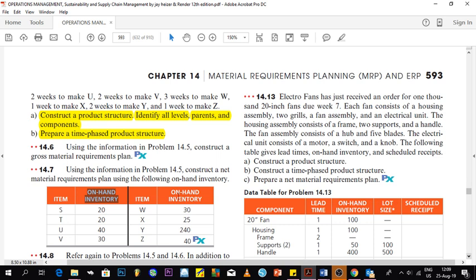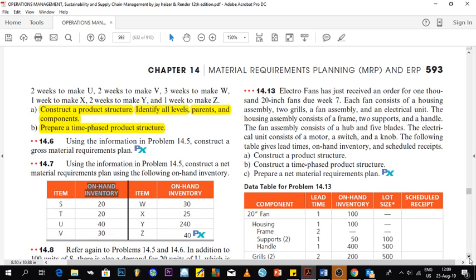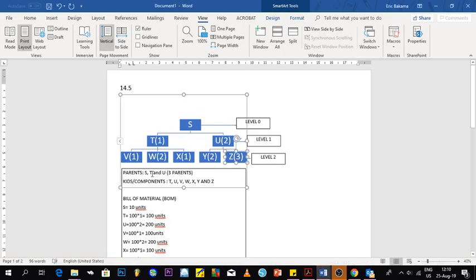Using the following on-hand inventory. Every time you are given an on-hand inventory, generally it goes for a net requirement plan. So we still go from the item from the product structure tree that we have here. We will start with S.